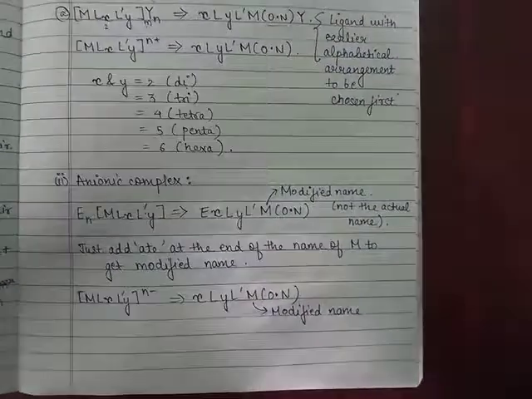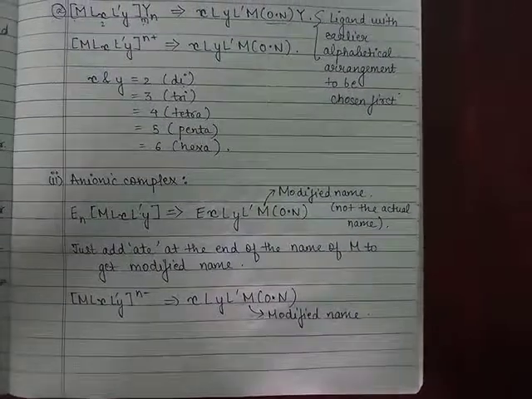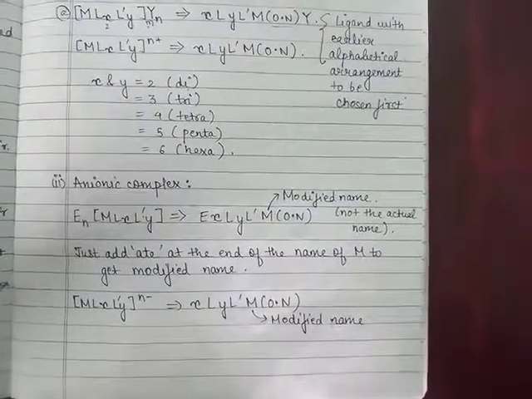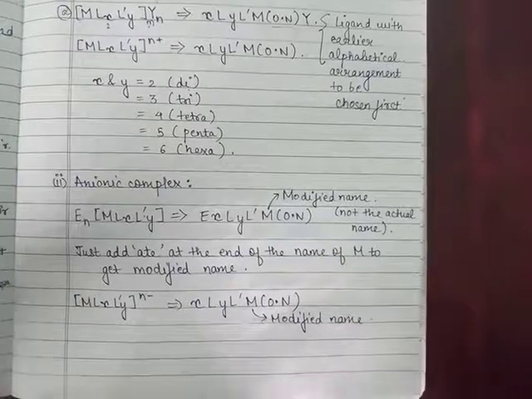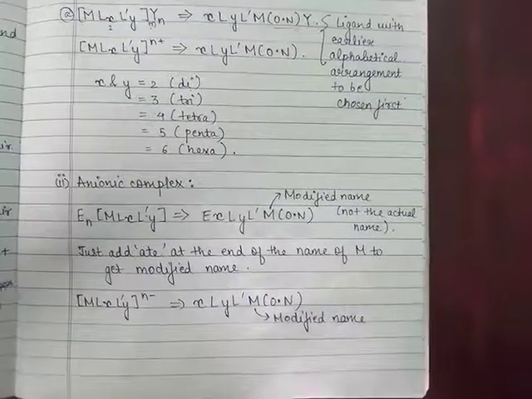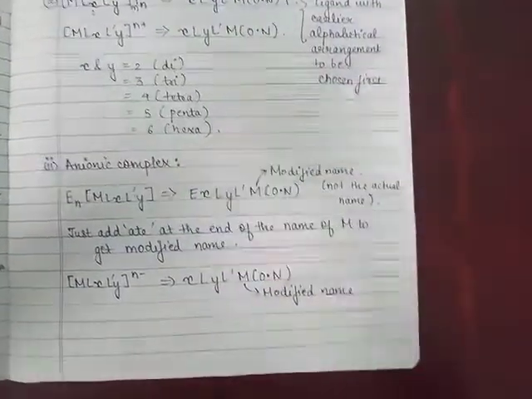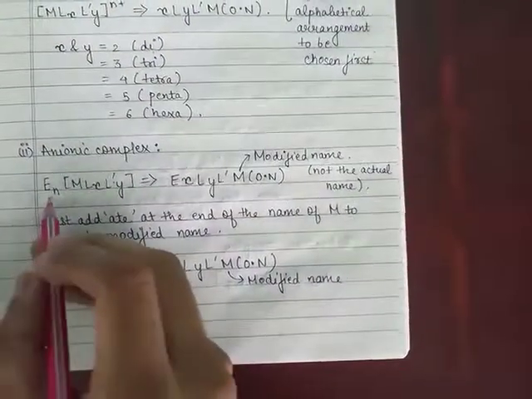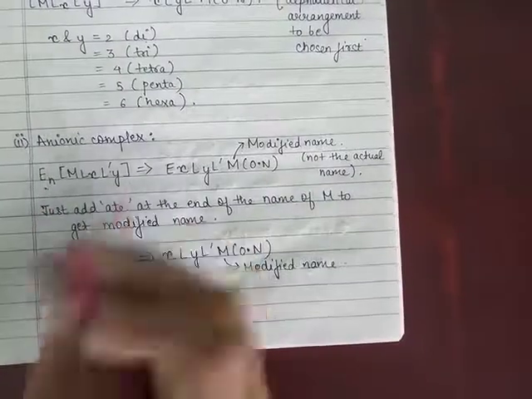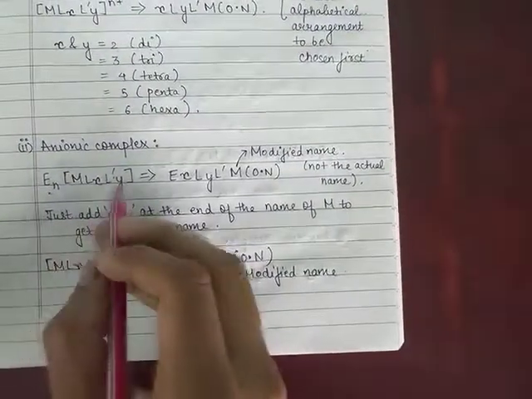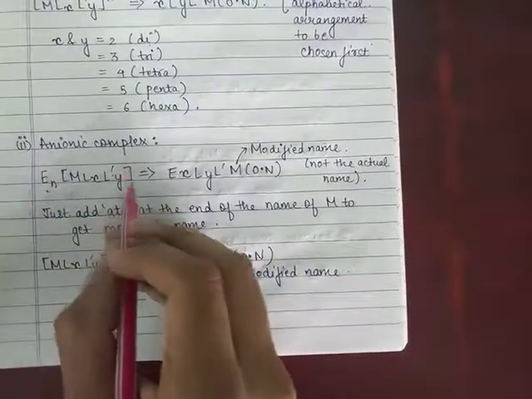Okay, so the next part we'll be learning will be how to name an anionic complex. Since we already learned how to name a cationic complex, it won't be very hard to learn how to name an anionic complex. The technique is totally similar. So an anionic complex, as we know, can be represented in this form: EnMlXl-y, where the complex part is the anion.